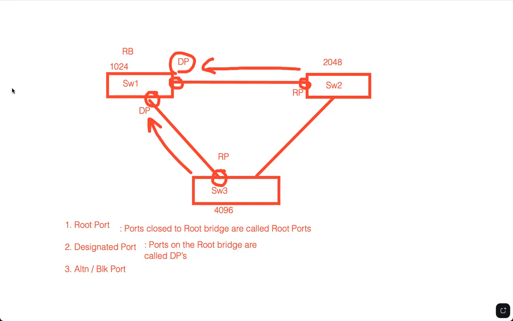So the ports which are closest to the root bridge are called root ports. So this one is a root port and this one is a root port. Now we have this port which should be blocked, right? So this one has the highest priority. So this one will be called the blocked port and this one will be called the alternate port. Okay. So the port on the non-root bridge which is supposed to be blocked is called the blocked port. And the port on the non-root bridge which is opposite to the blocked port is called the alternate port.